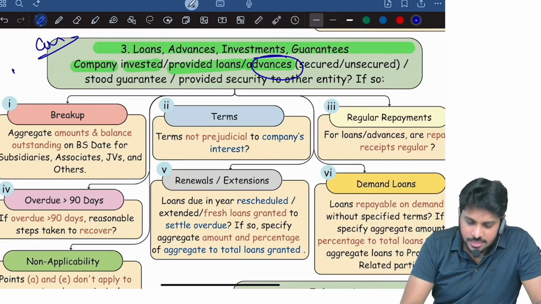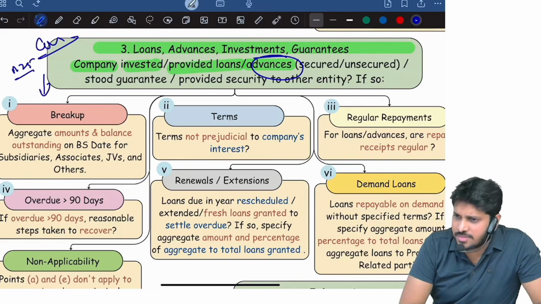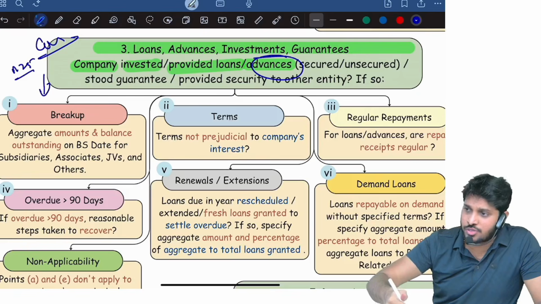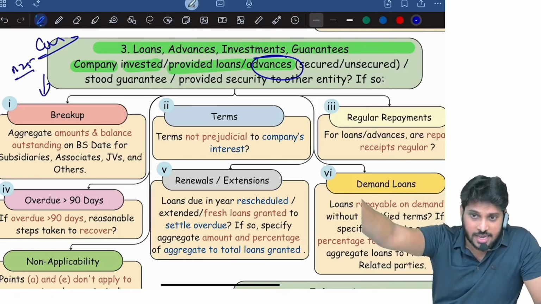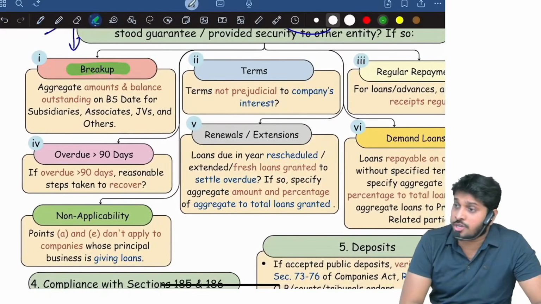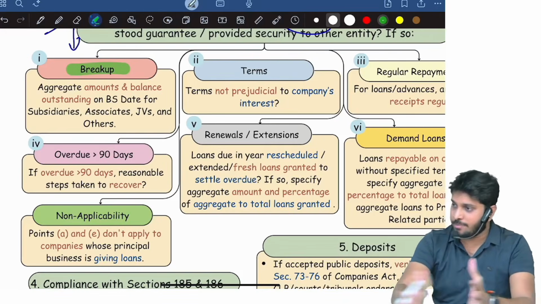I think in the recent May 25 exam, this disclosure requirement was asked. In the May 25 disclosure practical question, they gave a very big 5 marks question, and they asked you the relevant clause in CARO you write, as well as the disclosure requirement. Yes or no? First one, you should give a breakup. Yes, the company gave investments, the company gave loans. No, you should give a breakup.